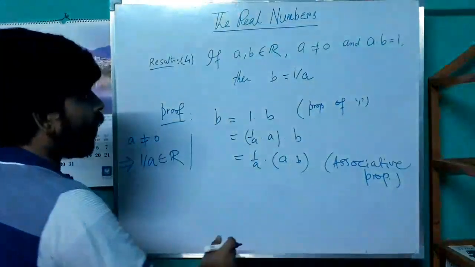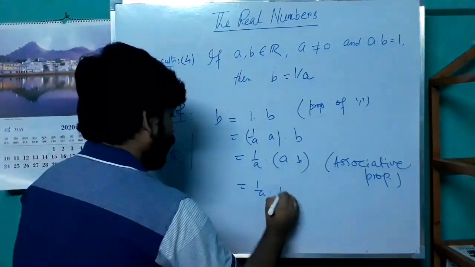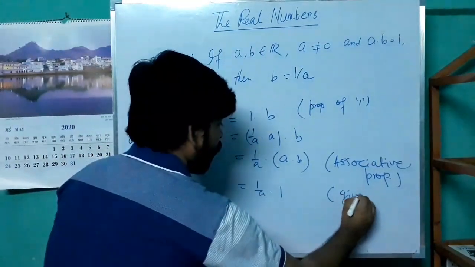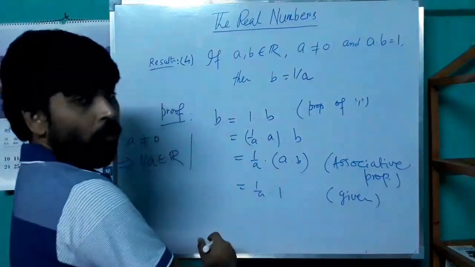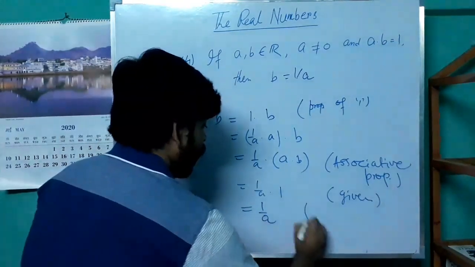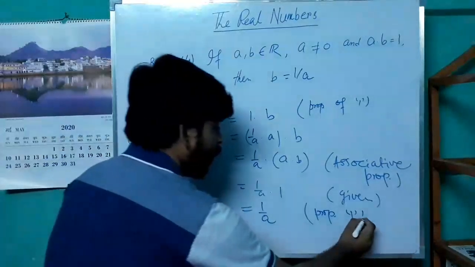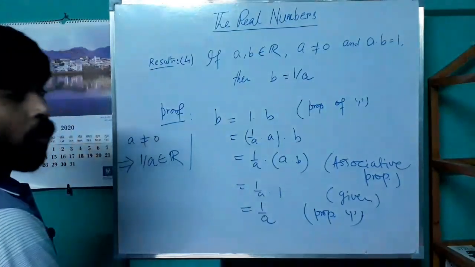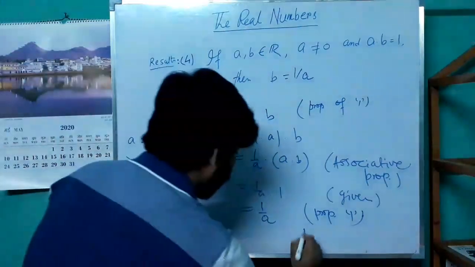And given a dot b equals 1. This is given. And by the property of 1, a dot 1 equals 1 by a. And this completes the proof.